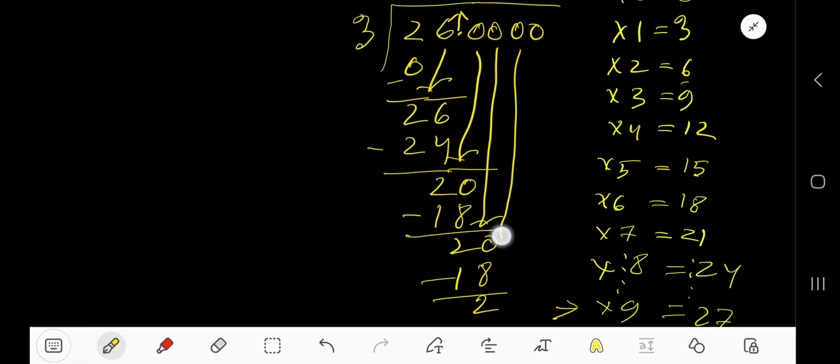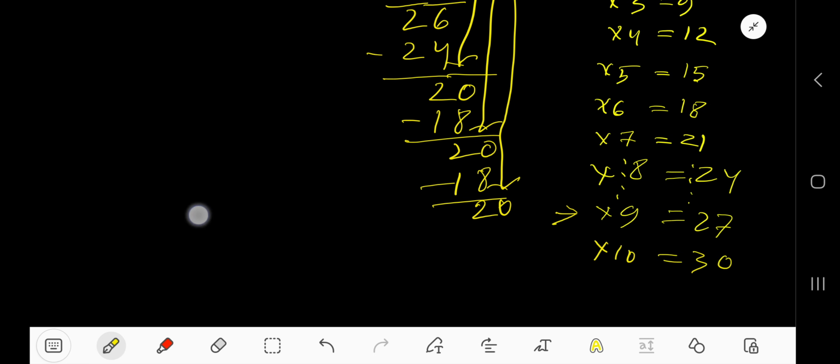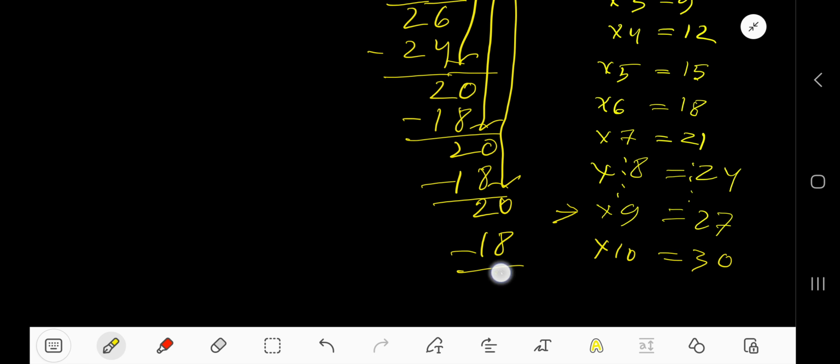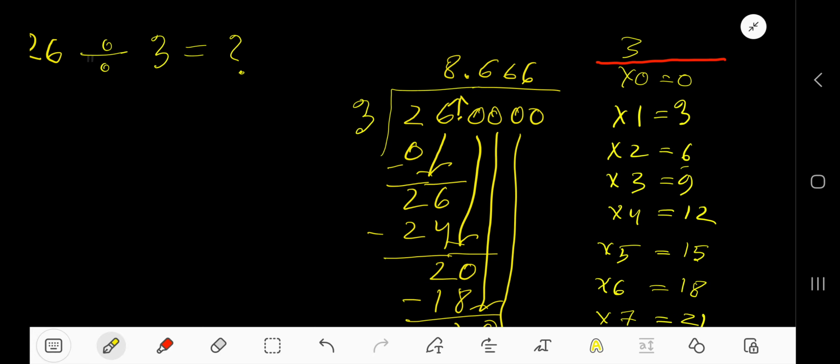Subtract, 2 remains, bring down more 0. 3 goes into 20 again 6 times. 6 times 3 is 18. Subtract, 2 remains. You can bring down more 0, but since we have gotten 3 zeros after the decimal, we can place here 3 dot.